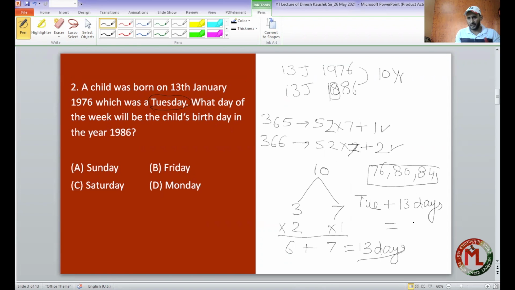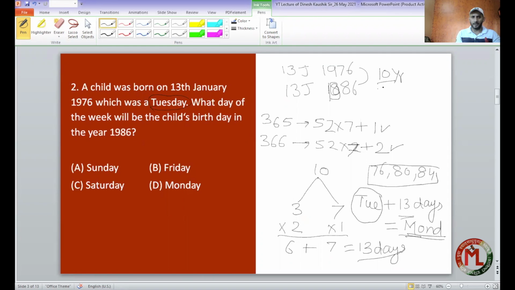So Tuesday plus 13 days is Monday. My dear, this 13 days can be written as 1 day less than 2 weeks. So can I say after 2 weeks again we will get Tuesday, but we are falling short by 1 day. So it means 1 day before Tuesday. Answer will be Monday.